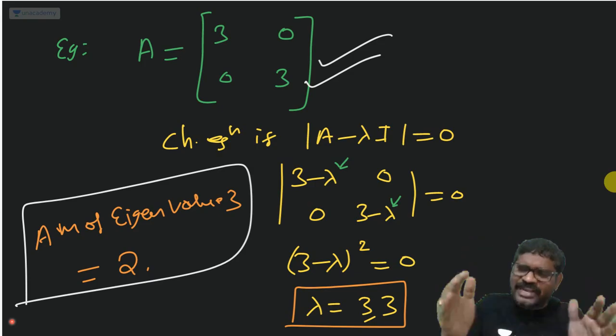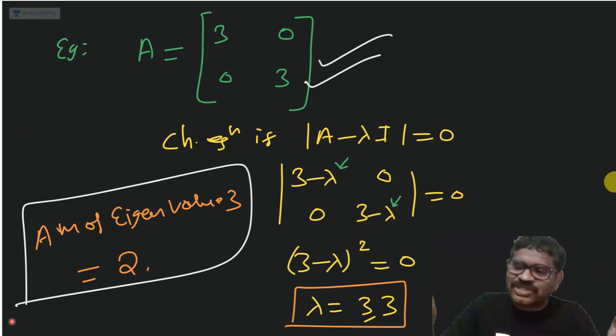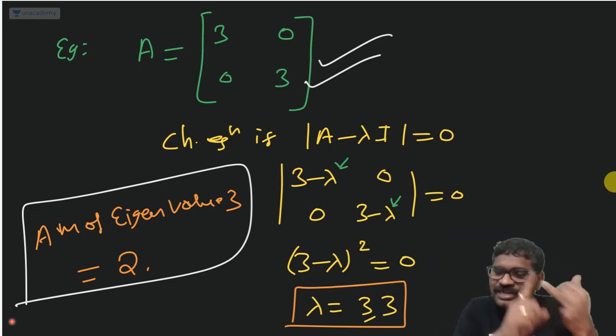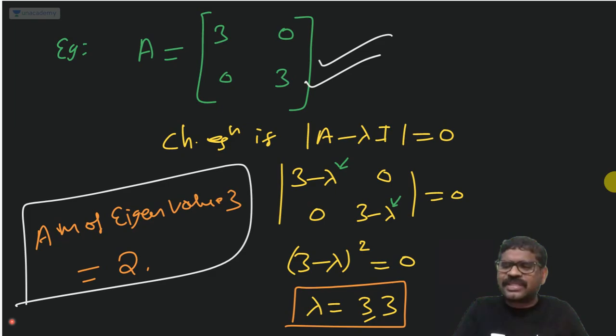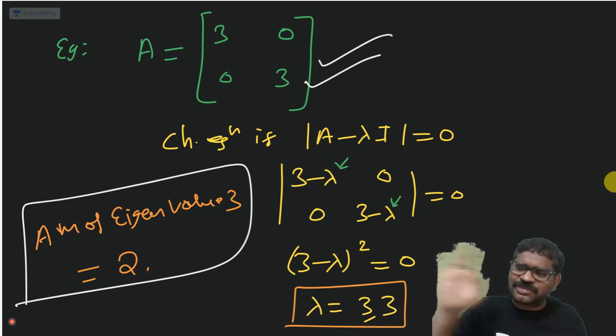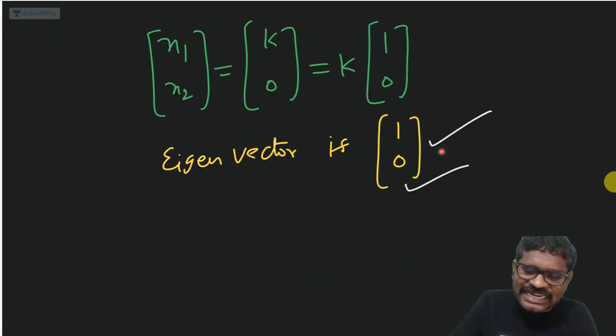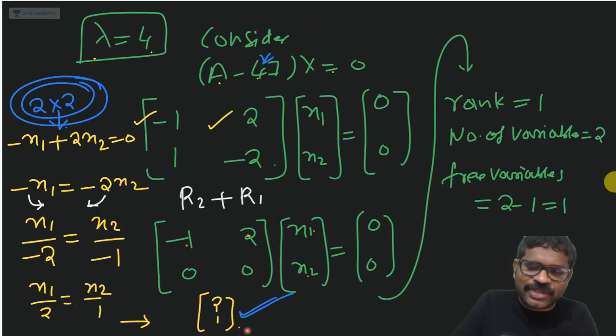Please remember, suppose your matrix is n cross n. You have n eigenvalues. If for all n eigenvalues AM and GM are equal, then 100% that matrix is diagonalizable. We will discuss that concept after completion of the eigenvalues concept. Okay?